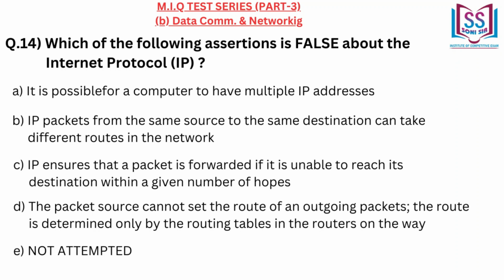Which of the following assertions is false about the Internet Protocol, IP? A. It is possible for a computer to have multiple IP addresses. B. IP packets from the same source to the same destination can take different routes in the network. C. IP ensures that a packet is forwarded if it is unable to reach its destination within a given number of hops. D. The packet source cannot set the route of an outgoing packet. The route is determined only by the routing tables in the routers on the way.